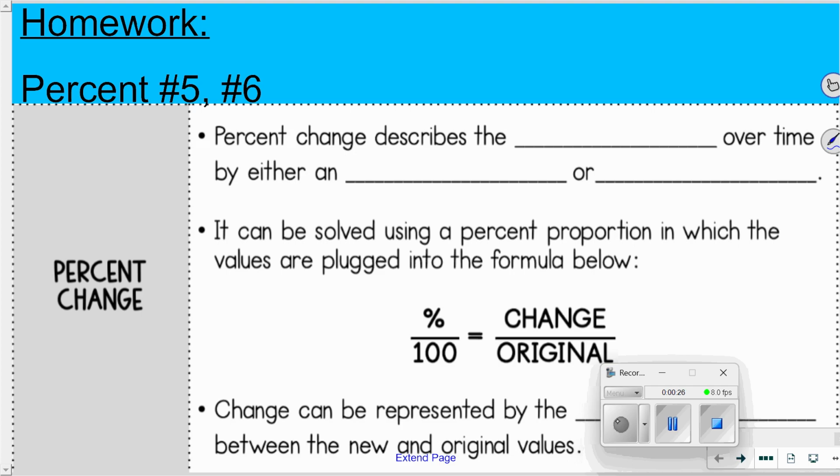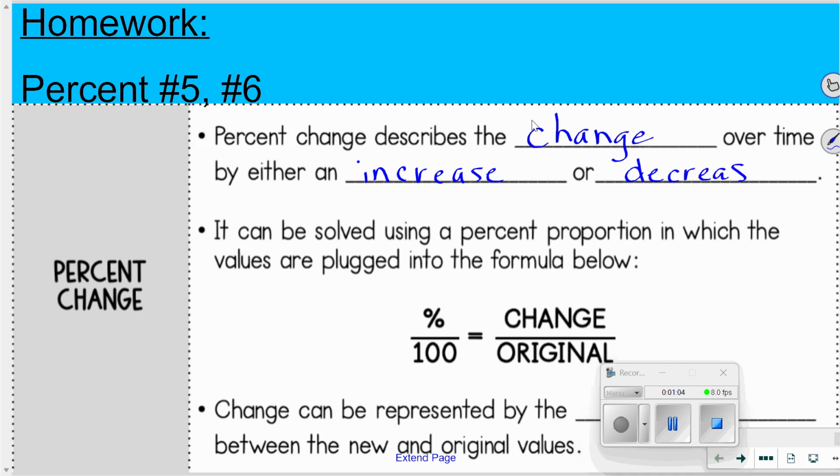Our first part, we're going to start with percent change. Percent change describes the, what do you think it is? Change over time by either, what would happen to the change, do you think? What could happen? What's going to happen to the change? What do you think we would see? Increase or decrease. So it can go either way. We can either go up or we can go down.